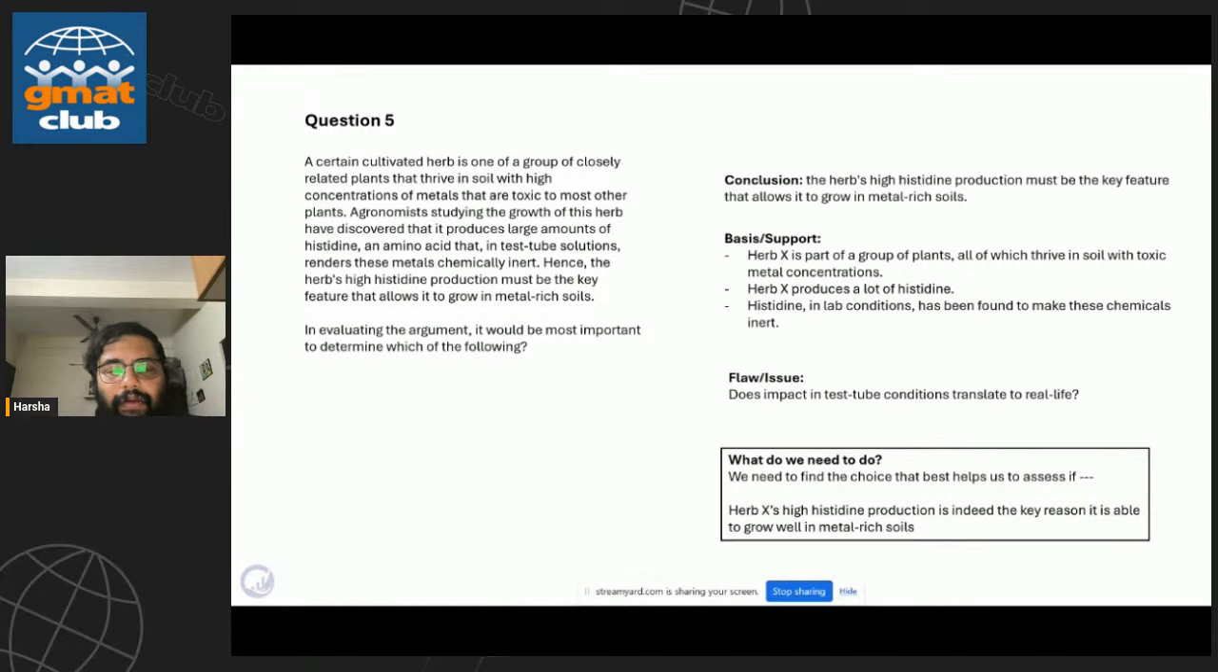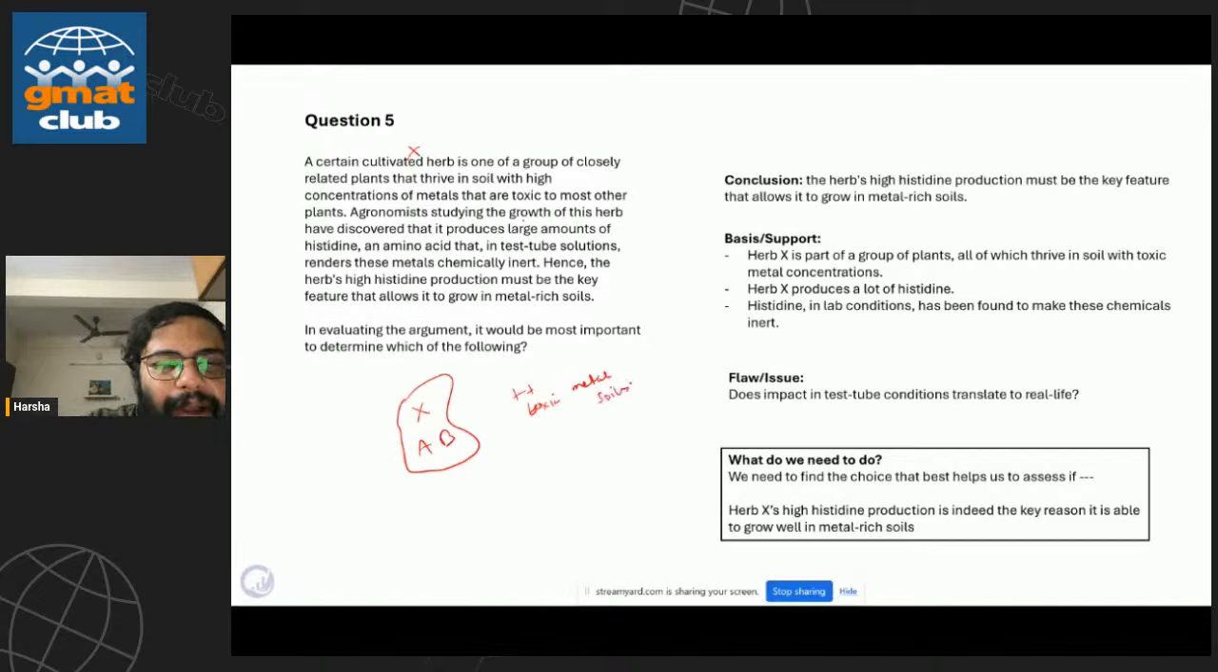Firstly, is the argument clear? Anybody has doubts on the arguments, just let me know. But in any case, I will also run through it just to ensure, because there's been some discussion here. There is a certain cultivated herb. Let's call it herb X for clarity. So herb X is one of a group of closely related plants that thrive in soils. So you have herb X, which is a part of a group of plants that somehow are able to absolutely thrive in toxic metal rich soils.